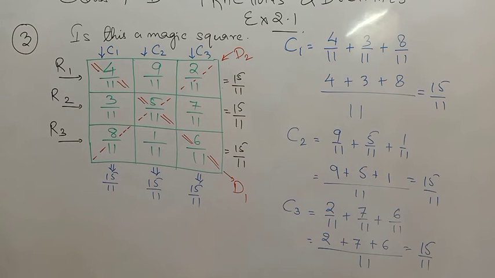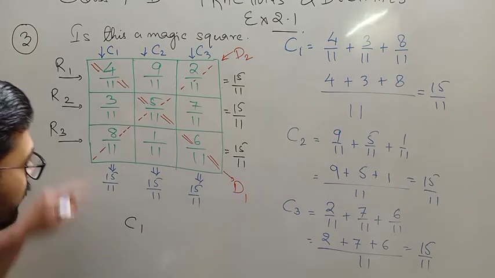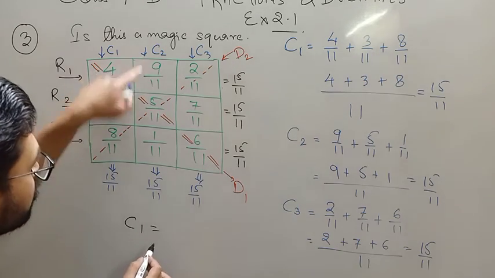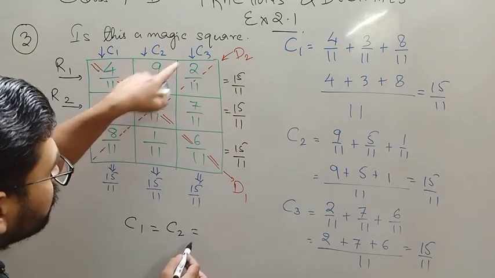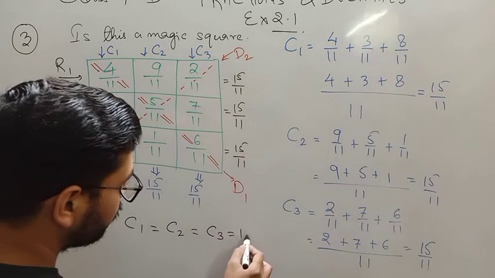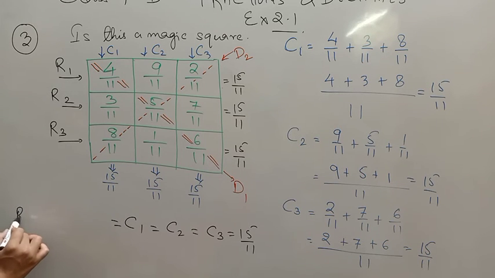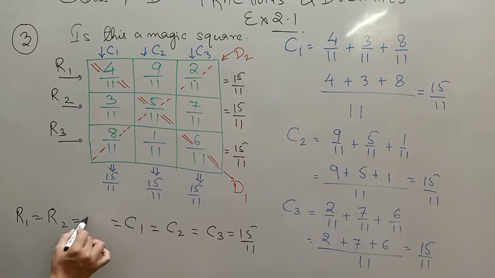So you can say that the summation of elements in C1 is equal to the summation of elements in C2 is equal to the summation of elements in C3, which is equal to 15 upon 11. So till now we have R1 equals R2 equals R3 equals C1 equals C2 equals C3, right? Note it down fast, then I'll explain you for D1 and D2. So I just need to rub this part. Shall I rub this part?